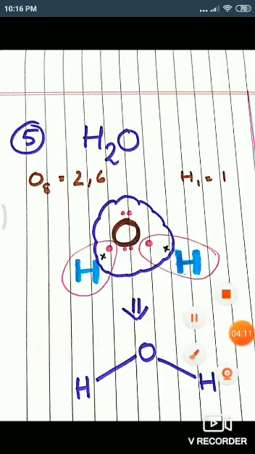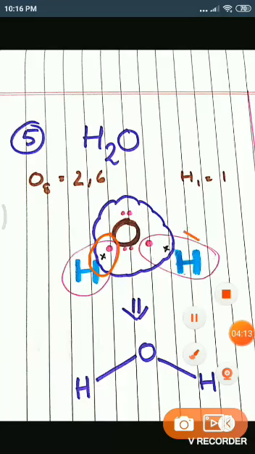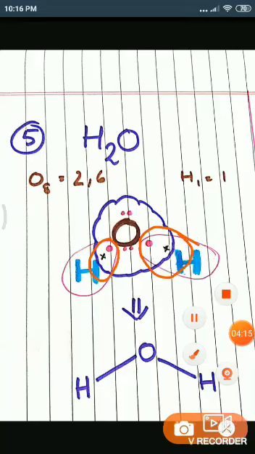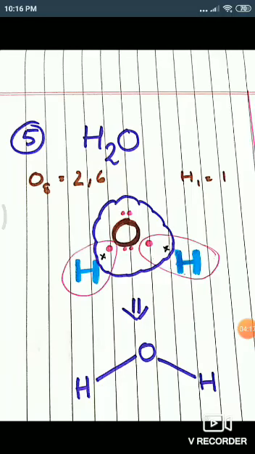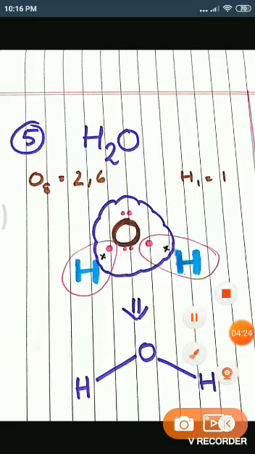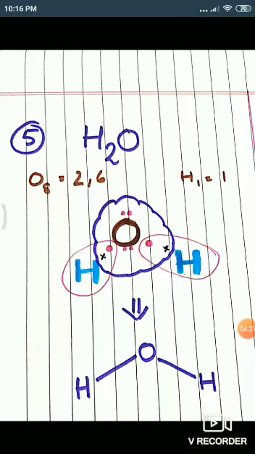Your only concern is these and these. So between oxygen and hydrogen, how many electrons are being shared? One electron each. Therefore, the final structure would be what? This, with oxygen at the center and single bond with each hydrogen. So this was about it.